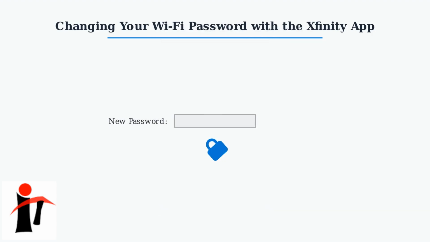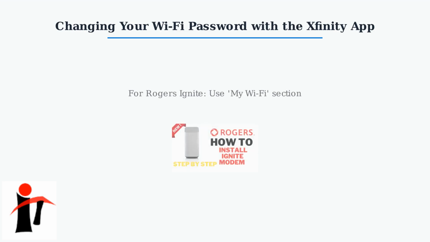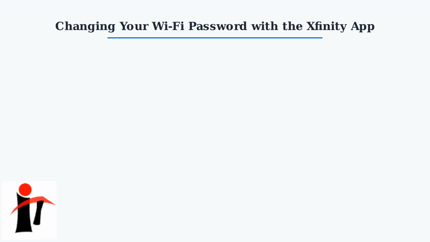Here, you can modify your Wi-Fi password, also known as the passphrase. For a strong password, aim for at least 12 characters, mixing letters, numbers, and symbols. Save the changes, and remember that all your connected devices will temporarily disconnect, requiring you to reconnect them using the new password. This process assumes you are using the Comcast Xfinity app to manage Xfinity gateways.